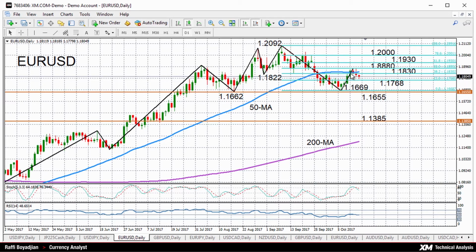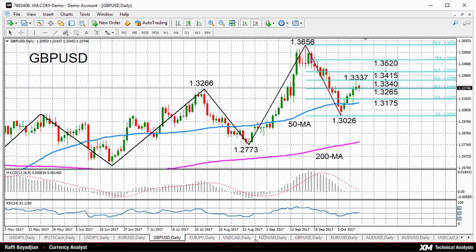and resistance is coming from around the 50-day moving average and also the 50% Fibonacci level of that down leg from 1.2092 to 1.1669 at around the 1.1880 level. If prices manage to break above the 50% Fibonacci level, we should see resistance coming at 1.1930, which is the 61.8% Fibonacci, followed by the 1.20 handle, which is the 78.6% Fibonacci level.